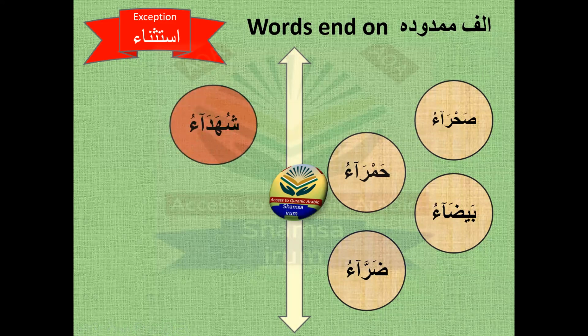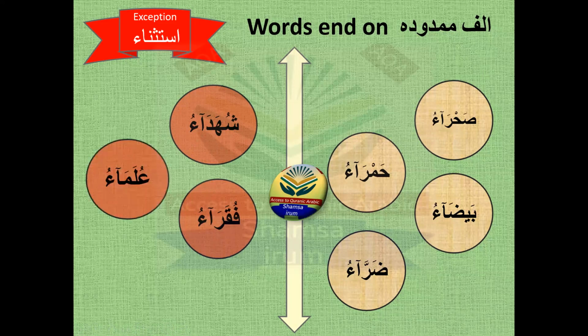So these are shuhada'u, fuqara'u, ulama'u. These words are basically the plural of any word, like shaheed or faqir or alim. So these are plural words, and that's why they are not only feminine. Feminine and masculine both come in these categories. So these are some exception words. They are not feminine, even though there are hamza and alif and hamza in the end.